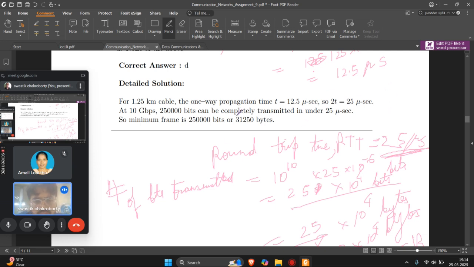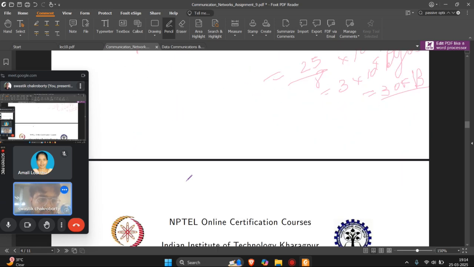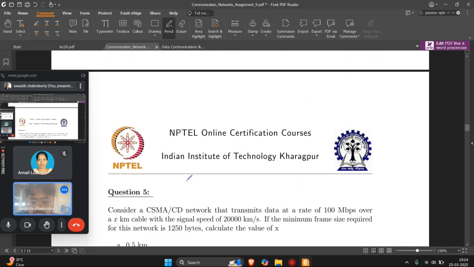This will be 30 kB, 31,250 bytes. So 3125 is wrong, and 15636 and 50 are all wrong. The correct answer is D. So 3125 might look tempting because it is just 1/10 of the correct answer, but you have to be careful of such traps. It is 31,250, so about 30 kB.